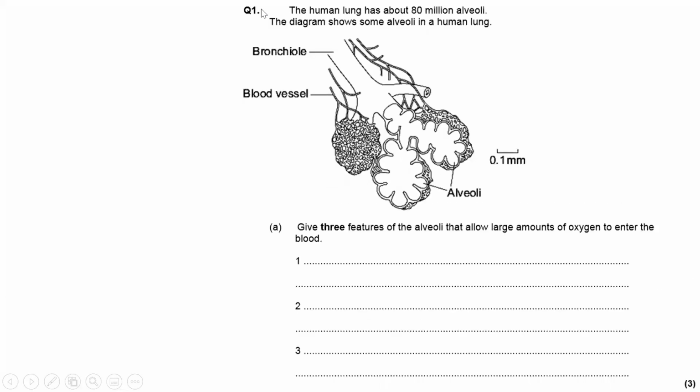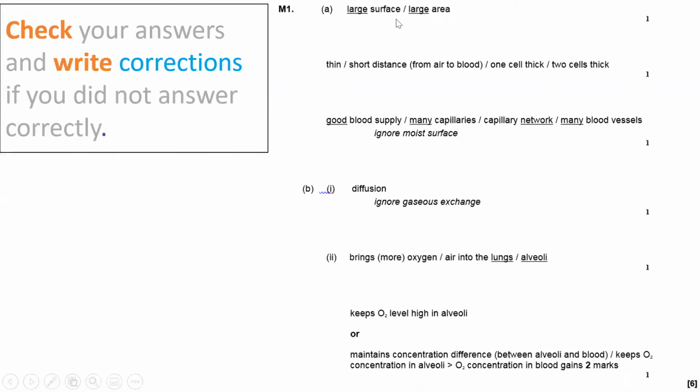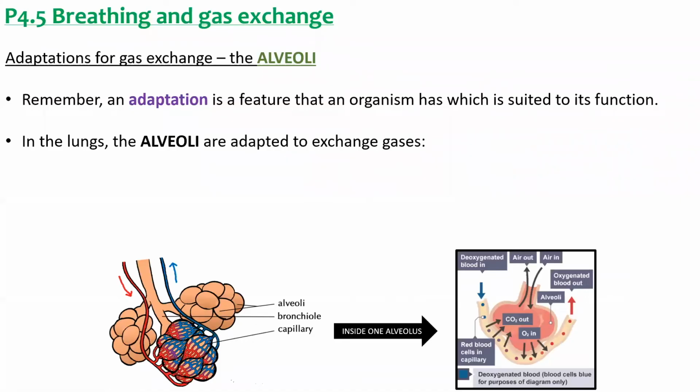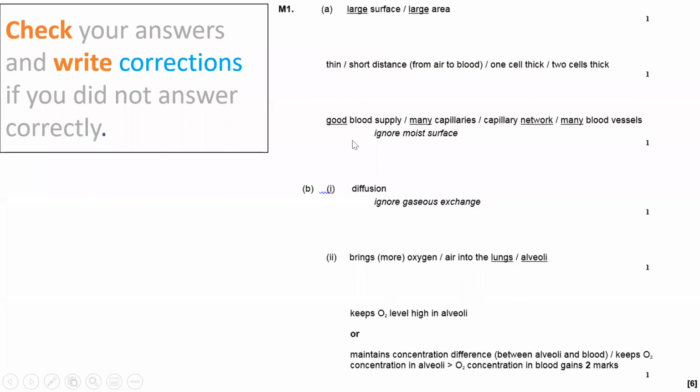Okay, so the three features of the alveoli are the key things we need to know. Three features of the alveoli that allow large amounts of oxygen to enter. So large surface area, because remember there's 80 million alveoli. There's a thin or short distance from the air to the blood, so one cell thick. Let's go back there. This wall is very thin, and it is one cell thick. And the next one we can see on the diagram is a very good blood supply, many capillaries. All of those get you 3 marks.